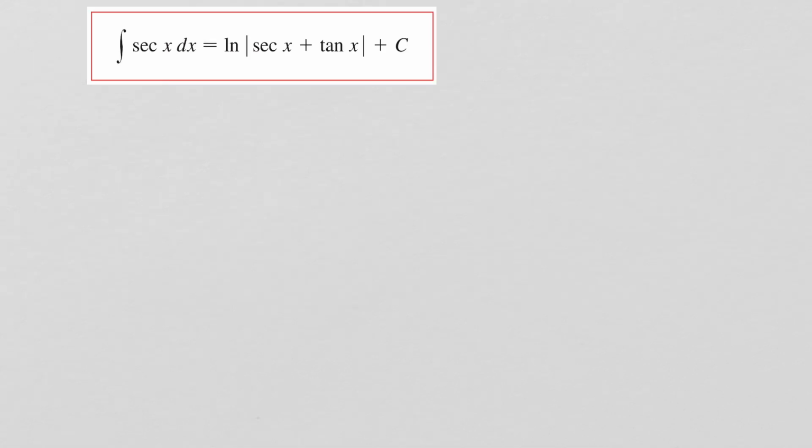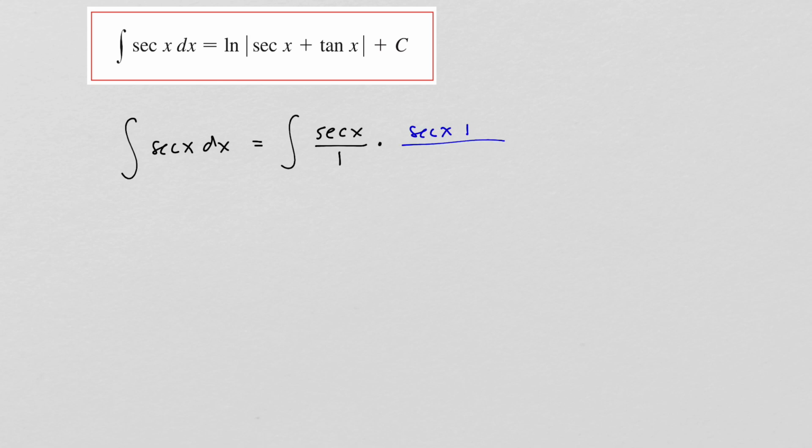Another classic integral that you should memorize as a calculus student is the integral of secant is the natural log of the absolute value of secant plus tangent. And this one's a little bit tricky. So let's talk about how you get this result. What I'm going to do is take the original integral, which involves the function secant of x, and I'm going to write it as secant over 1, and then I'm going to multiply the top and bottom of that fraction by secant of x plus tangent of x.